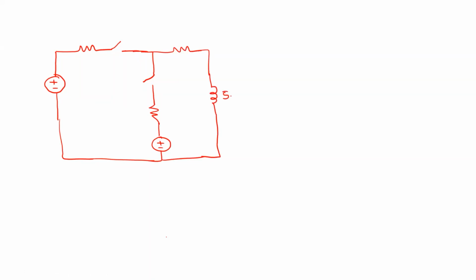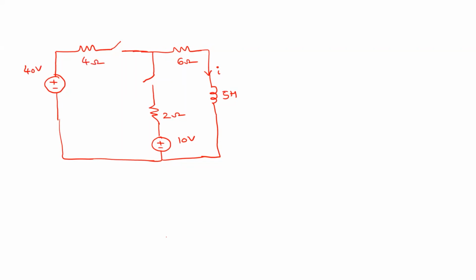This is 5 Henry and this is the current through the inductor. This is 6 ohm. This is 2 ohm. This is 10 volts. And this is 40 volts. This is 40 volts. And this is 4 ohm.